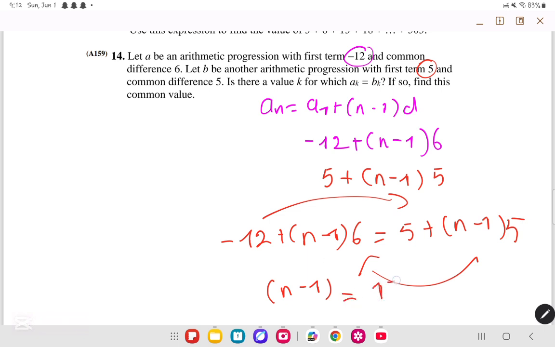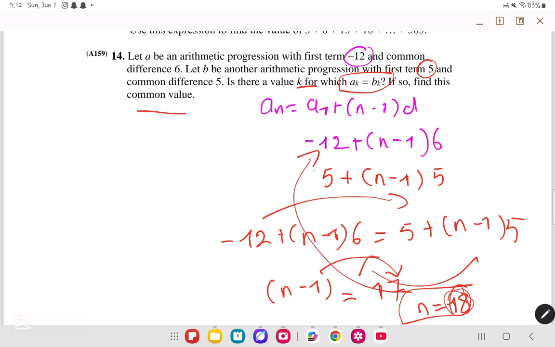What is 5 plus 12? That is 17. Okay, so move this to the other side, you're gonna get that n is equal to 18. So the value of k for which ak is equal to bk is 18. And what is the common value in this case? In order to find the common value, you can substitute it in any of the two equations. So for example, it could be 5 plus 18 minus 1 times 5.